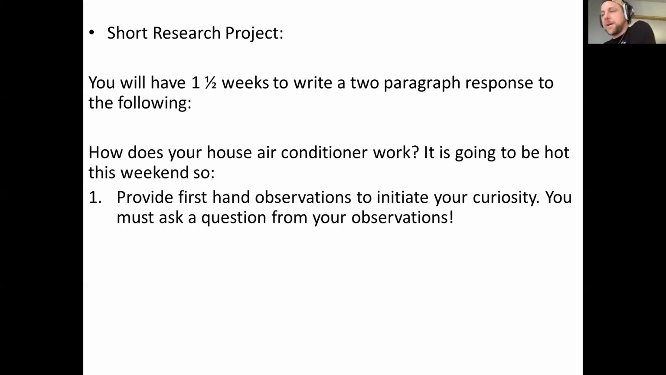So first, this weekend's going to be in the 90s, so have fun with that. I want you to, the next time your air conditioner's on, make some observations. Whatever that entails for you, just make some observations. What's it like inside the house? Go outside, find your air conditioner, what's going on, feel around, and your observations need to be a part of your paragraphs.